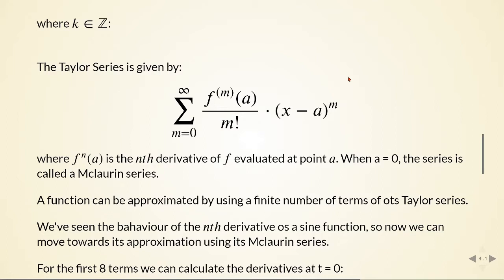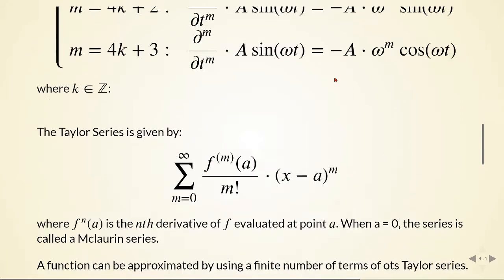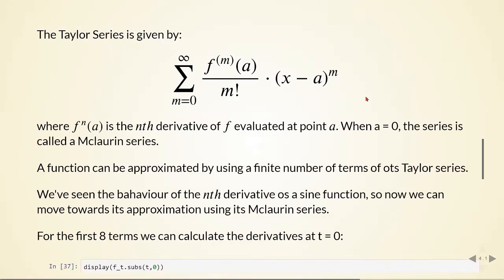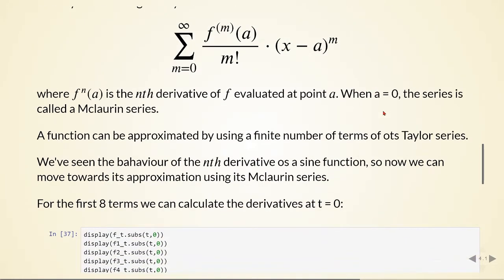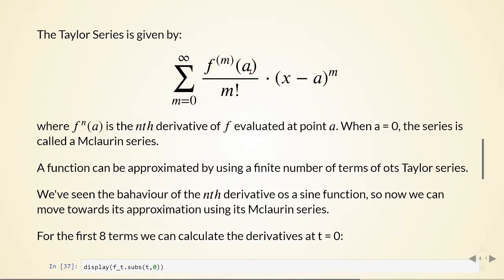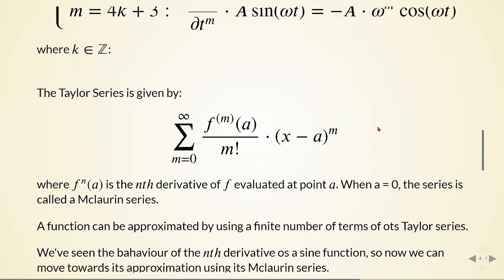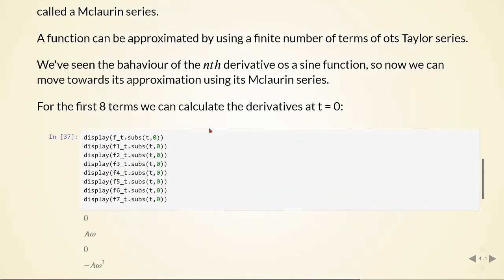So as I said before, a function can be approximated by using a finite number of terms of its Taylor series. We've seen the behavior of the nth derivative of a sine function, and now we can move towards its approximation using the Maclaurin series. So we will evaluate the function when a is equal to 0. So for that, let's look at the first 8 terms.